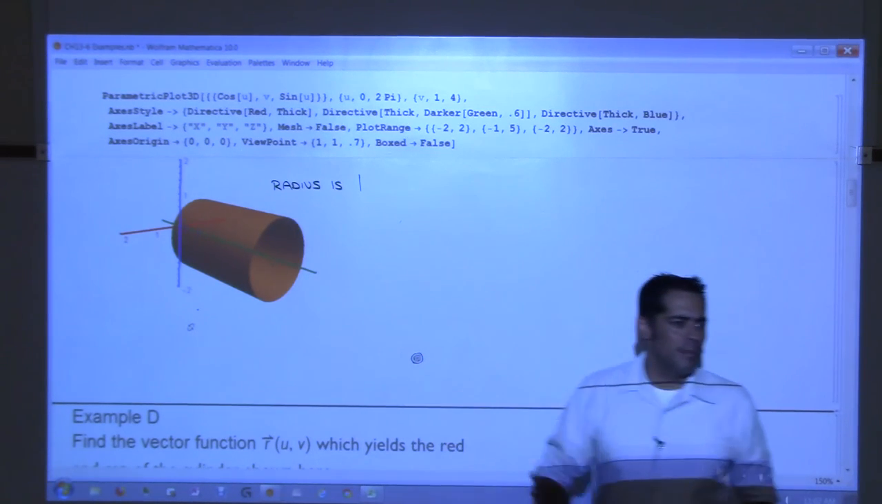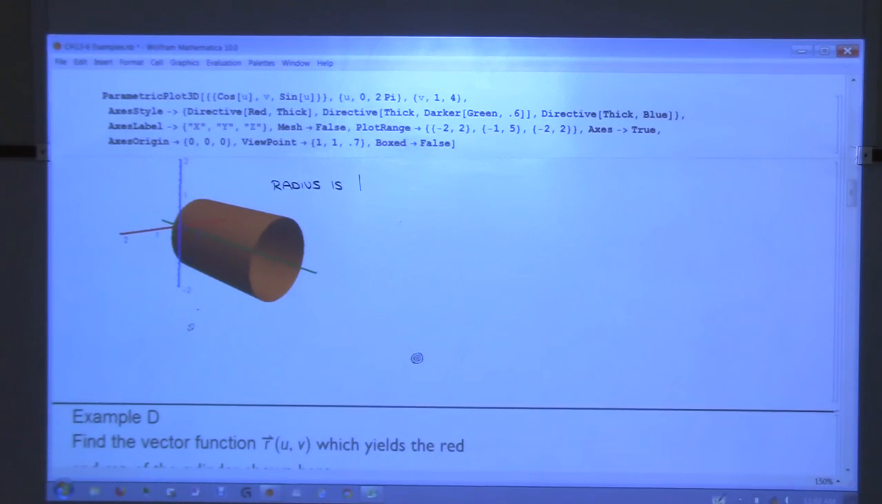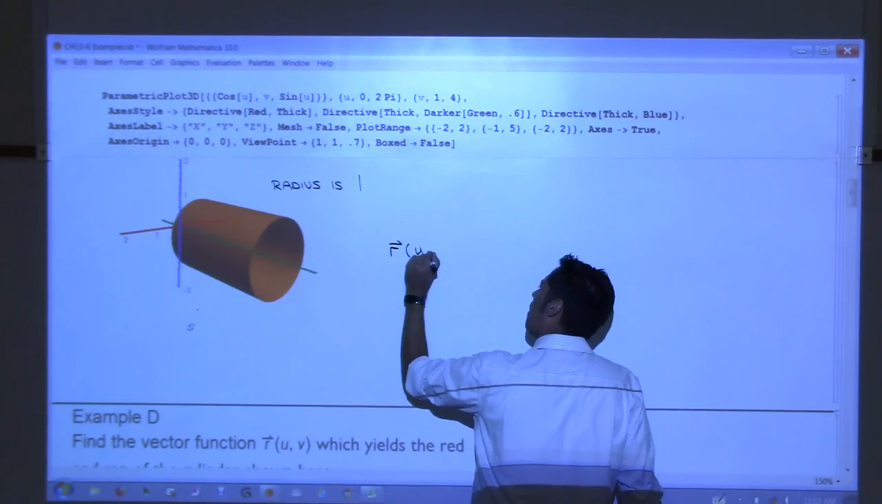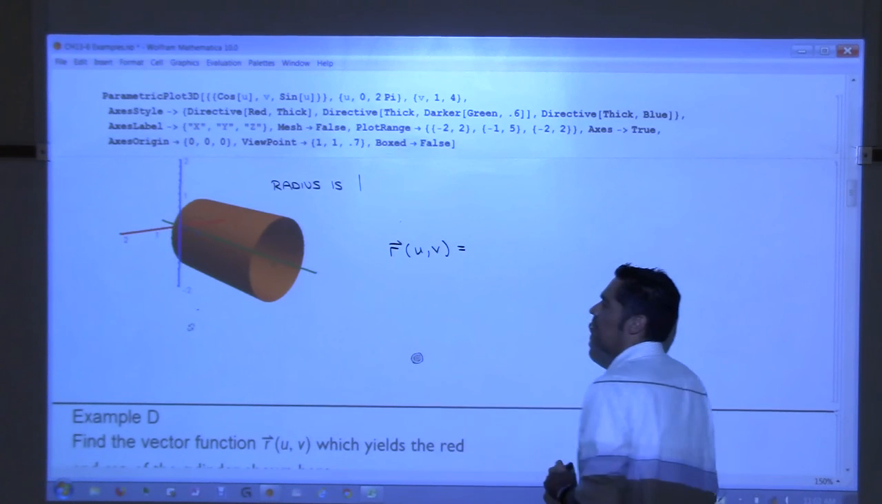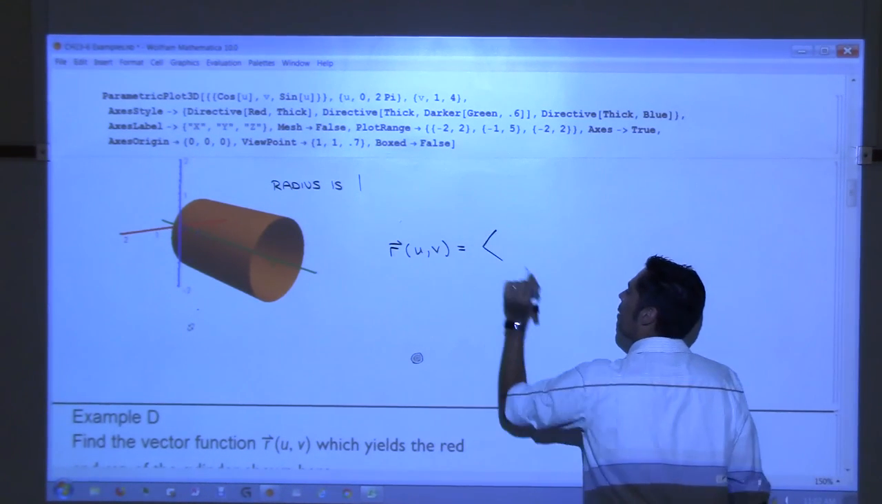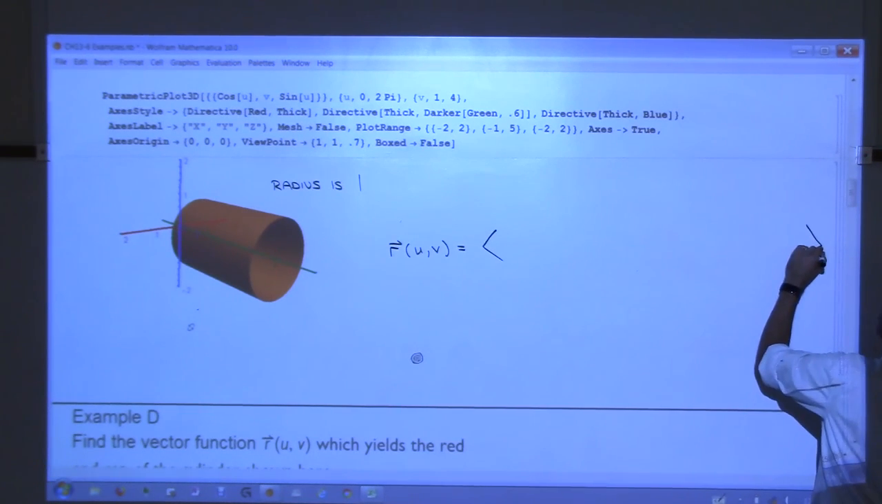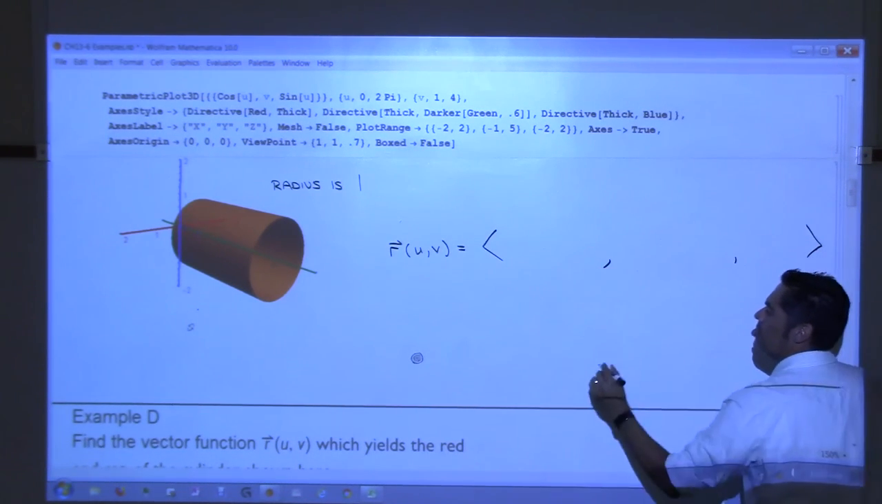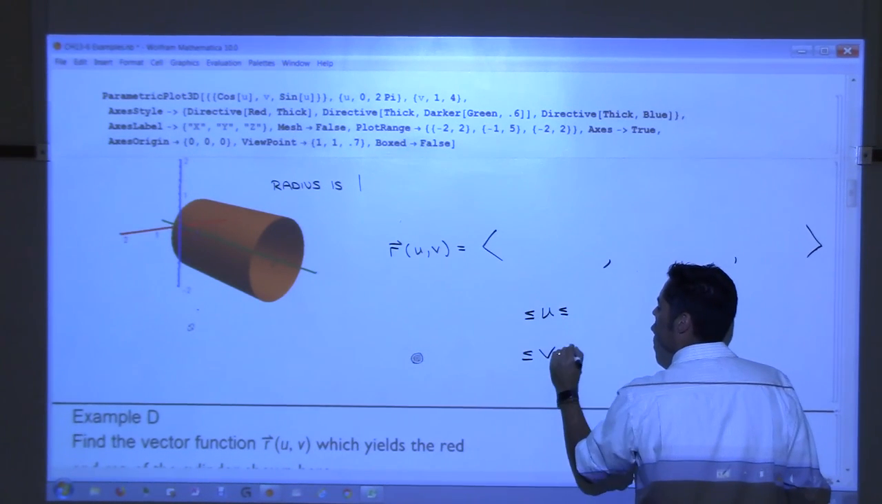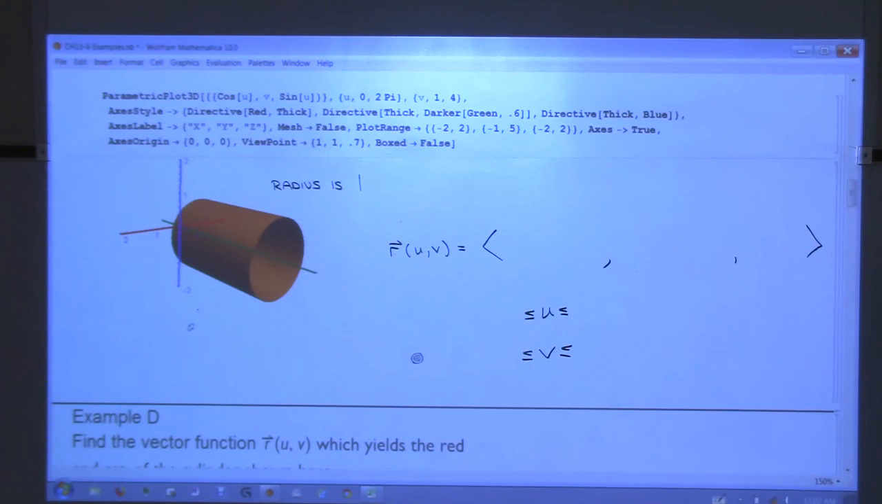to the XZ plane. So if we're trying to come up with a vector function that will draw this, is there anything that you can tell me? Well, I don't know. What can you tell me? I can tell you what it is, but let's think through this. Anything about these component functions? Remember, you have control of u and v, right? Those are the 2 variables you can control. So, any ideas?